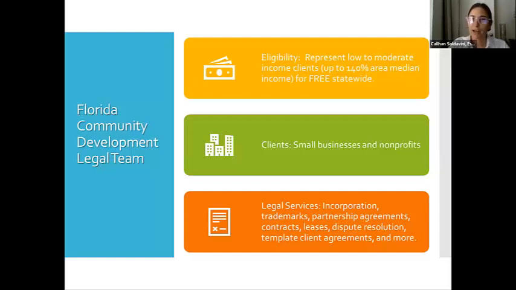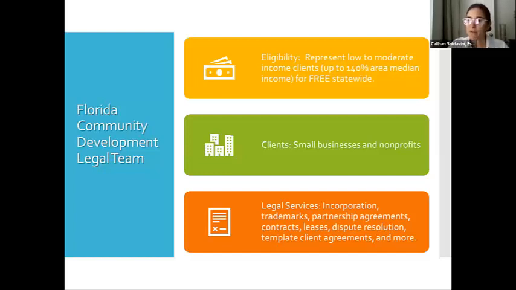And if this is something that you're interested in doing, again, this is the kind of representation we provide free of charge. To be eligible to receive these free services, all of the business owners have to be what's determined low to moderate income, which is up to 140% of their area median income. And that is a pretty big window we get to play with. So for a family of 1, it's about $70,000. For a family of 4, it's about $90,000.